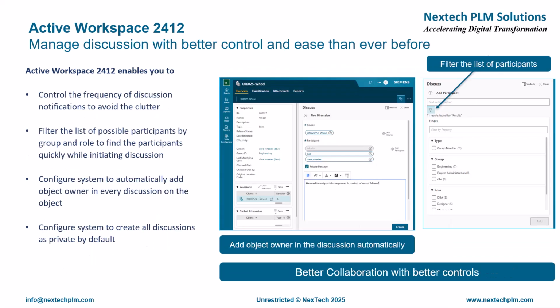On the similar line, Active Workspace 2412 brings you several improvements while managing discussion than ever before. These improvements enable you to control the frequency of discussion notifications to avoid the clutter, easily find the participants with the help of filters, automatically add object owner in every discussion, along with the option to make every discussion private. This helps you easily manage your discussion and have better control on those.